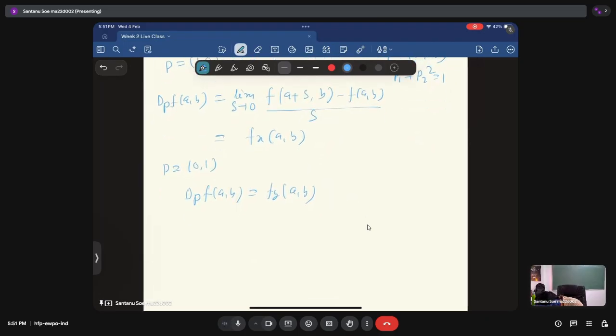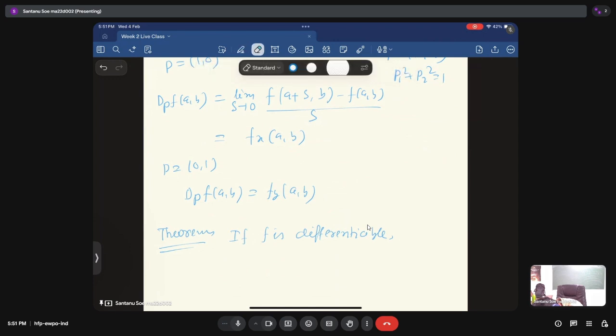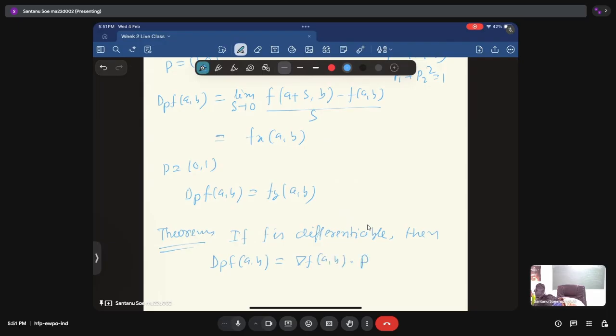For example, there is another theorem: if f is differentiable, then you can calculate this directional derivative by just taking the gradient at the point (a, b) and then doing the dot product with p. So then this will be our directional derivative.